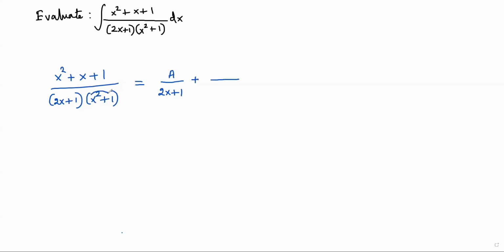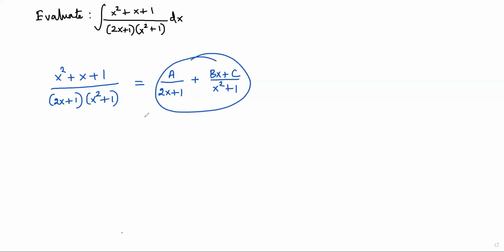Looking at the expression inside the parentheses, it's x² + 1. Its derivative is 2x, which contains x, so the numerator of this fraction must also contain x. We write the numerator as Bx + C, and the denominator is x² + 1. Now I have to find the values of these three unknown constants A, B, and C. For that, I have to simplify the expression on the right side.